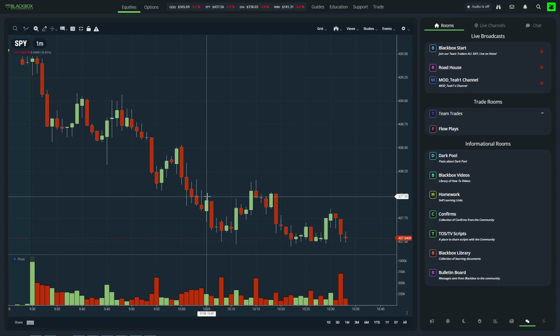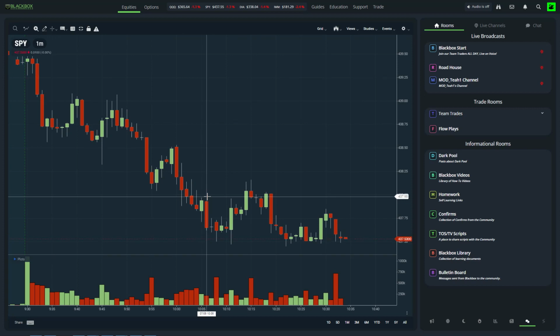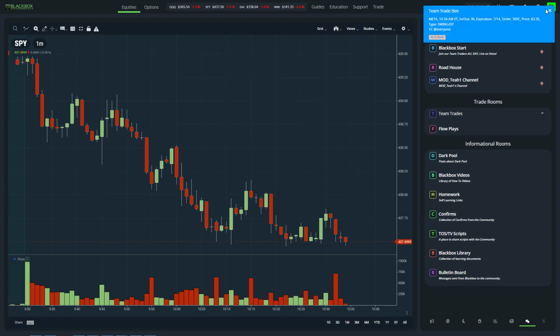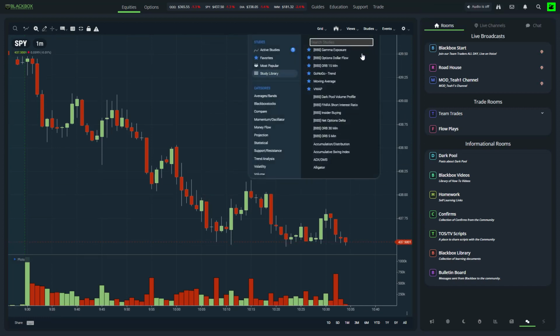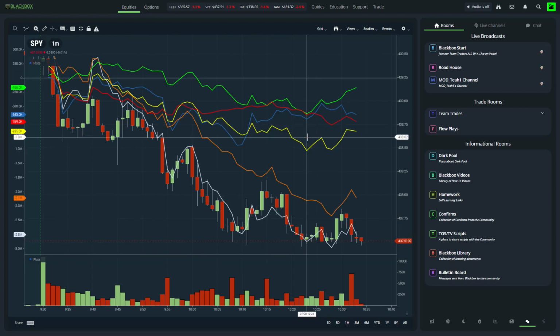And what we're going to do is describe what Net Options Delta is and how we use it on a day-to-day basis. So we're looking at the SPY chart here, and first thing we're going to do is come up to Studies and click on Net Options Delta right here, the BlackBox study Net Options Delta. And it's going to add a bunch of squiggly lines to our chart, right? So what do all these lines mean? There's 6 lines that have been added.